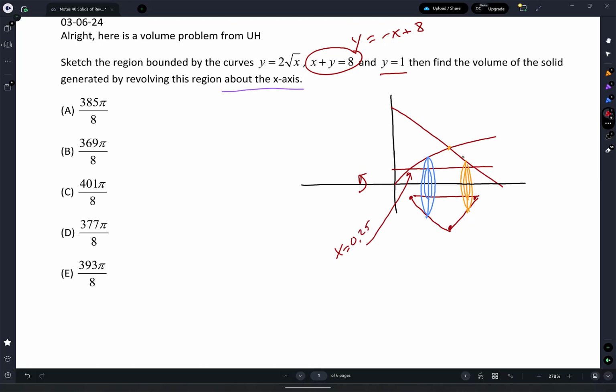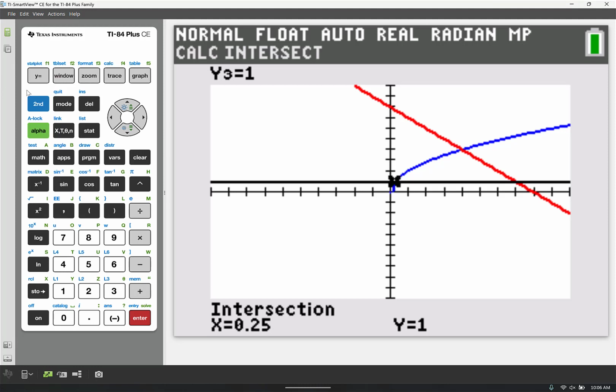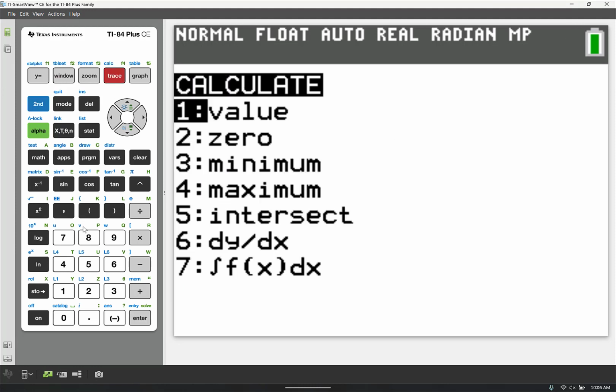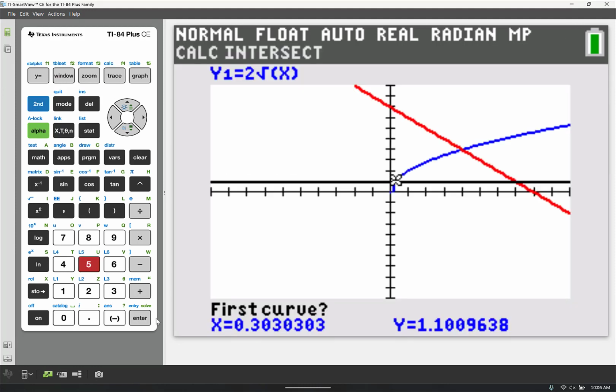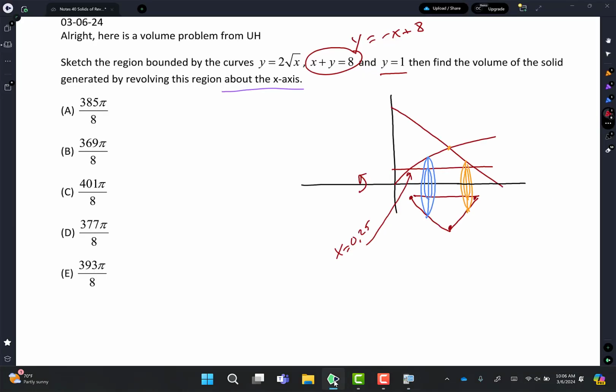And then the next one is the 2 square root of x and the line negative x plus 8. You can set them equal to each other and solve, but to save time so you guys can be fast, second, calculate, number 5. You might actually be able to just look at the graph and see. It looks like it's like 4. Enter, and then enter for the square root and the red, and then enter. And there it is, x equals 4. So this point right here is 4.